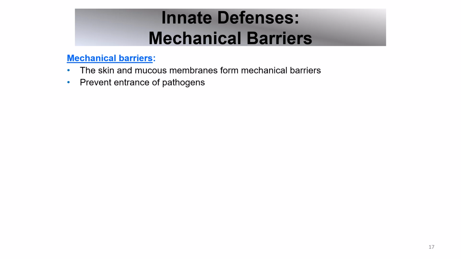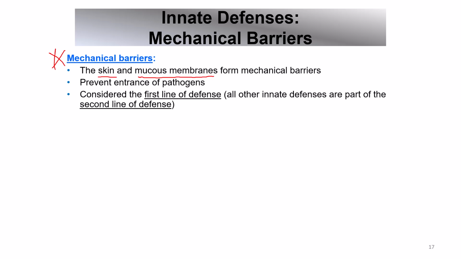Alright, so what are these innate defenses that we're born with? Well, mechanical barriers. This one really just means our skin, but also mucous membranes. And the next bullet point does say to prevent the pathogens from entering our body. It is also considered to be the first line of defense.